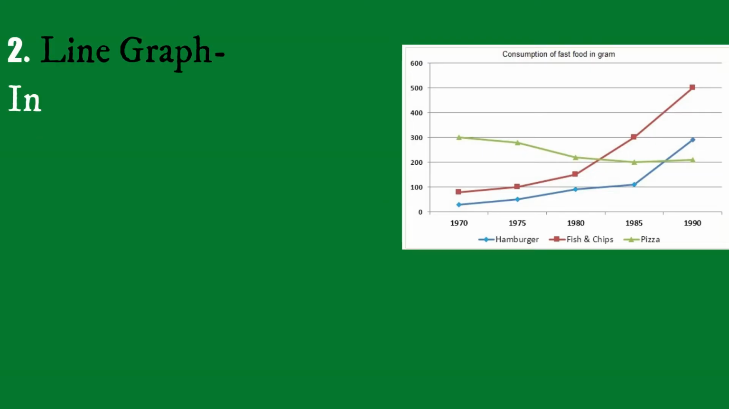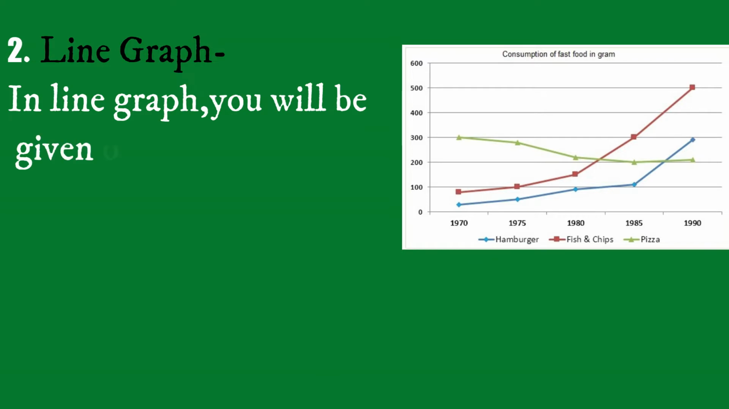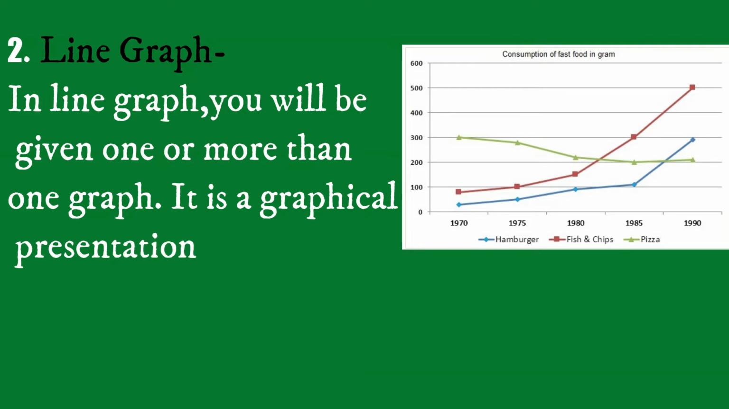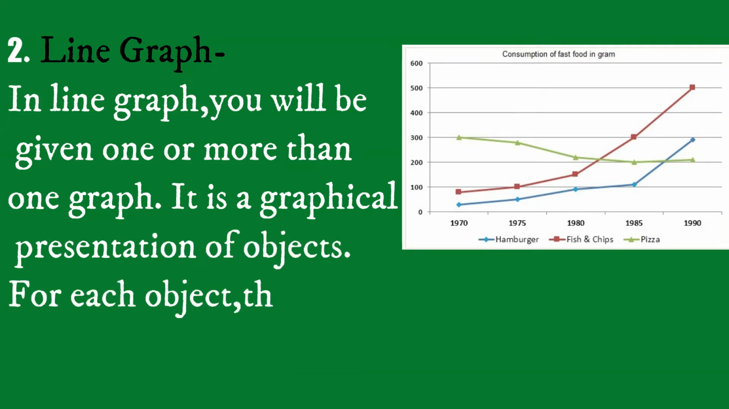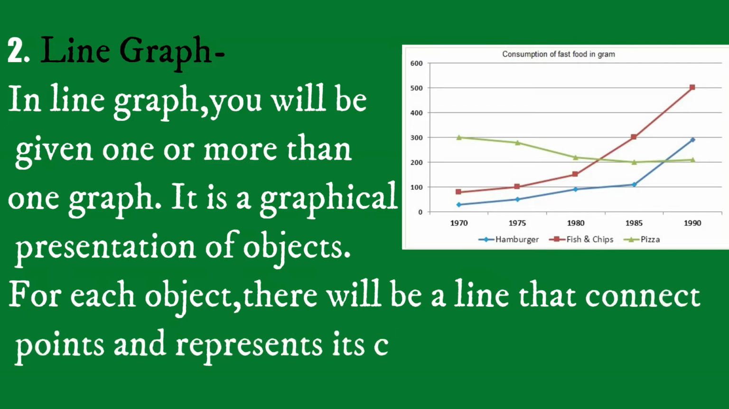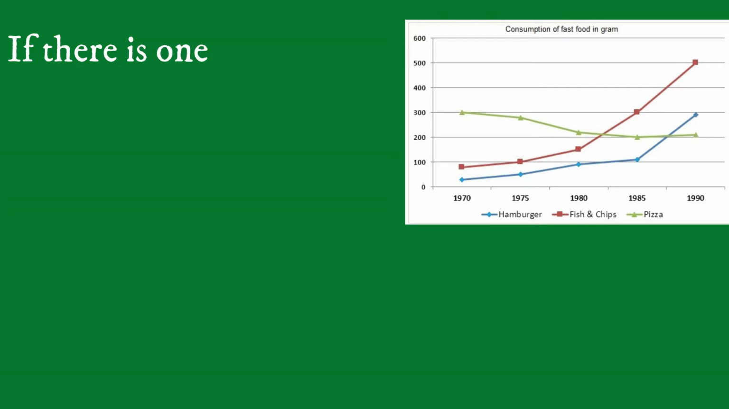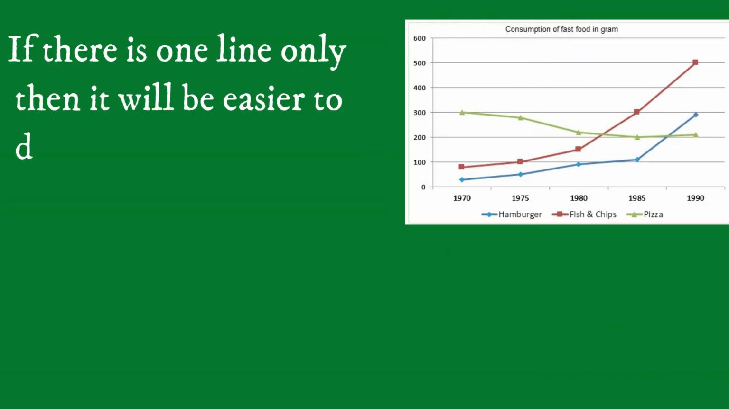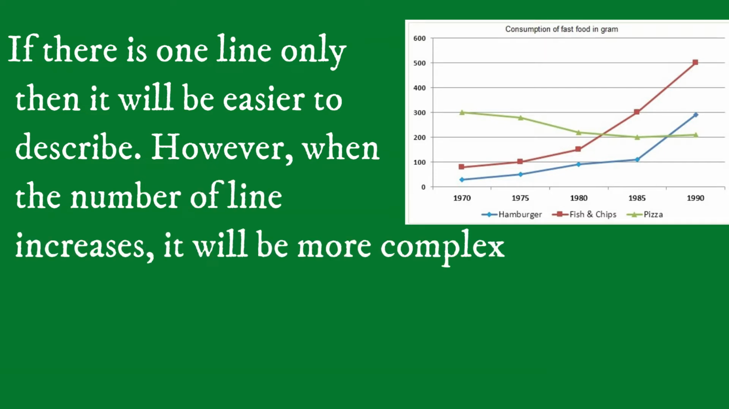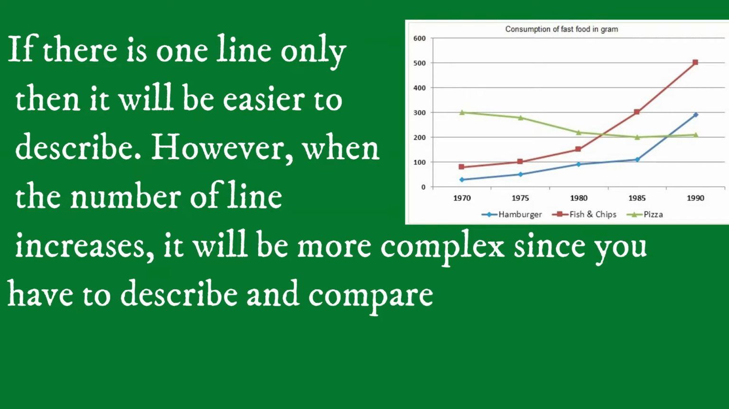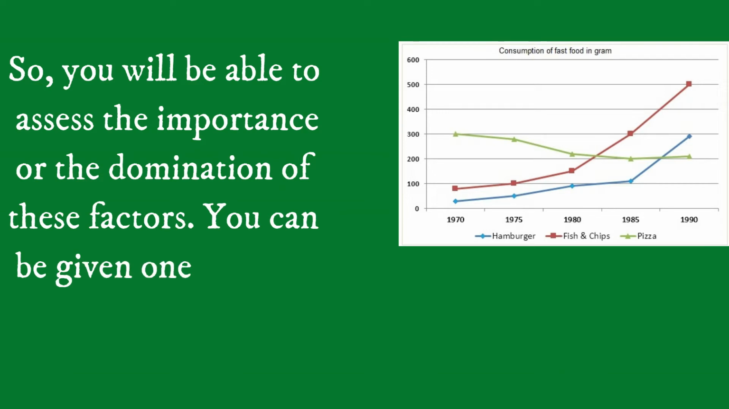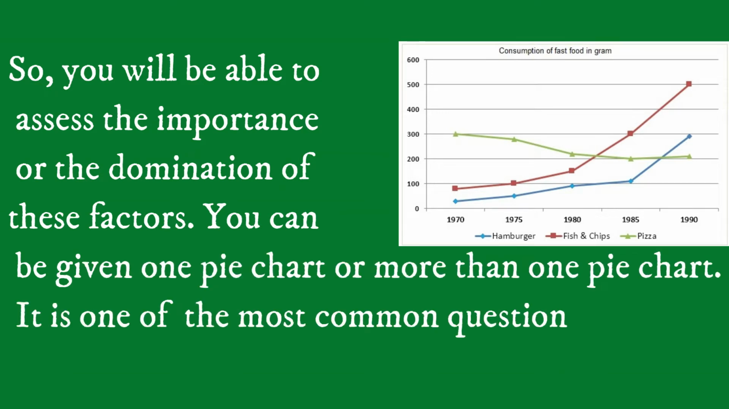The next type is the line graph. In a line graph, you will be given one or more than one graph, and it is a graphical presentation of objects. For each object, there will be a line that connects points and represents its changes over time. If there is only one line, then it will be easier to describe. However, when the number of lines increases, it will be more complex since you have to both describe and compare the lines with each other. So, it is one of the most common questions in IELTS Academic Task 1.